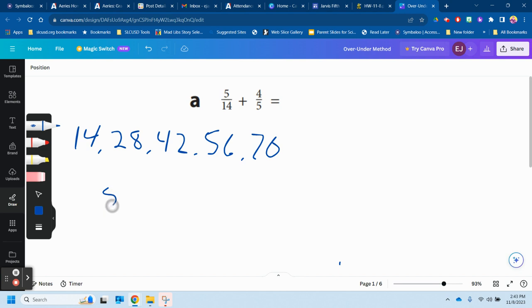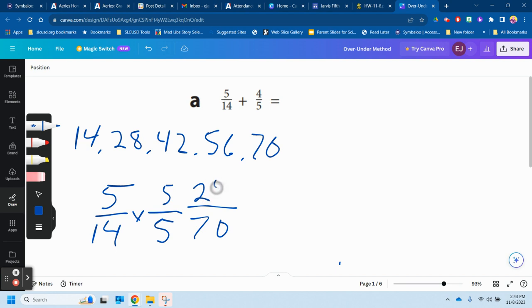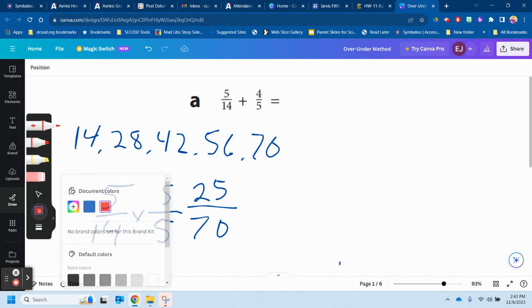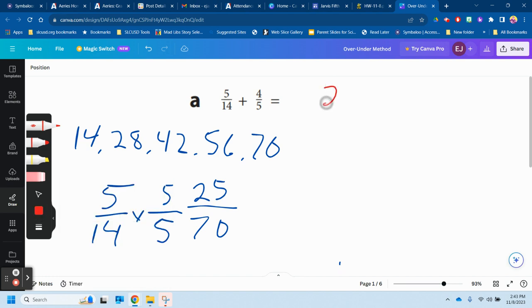So I need to write 5/14ths as something over 70. I multiplied the 14 by 5 to get that 70, so now I need to multiply the numerator by 5. 5/5 is 1, and if I multiply a number by 1, I don't change its value. 5 times 5 is 25. So I'm going to start rewriting this with the common denominator: 25/70ths plus.